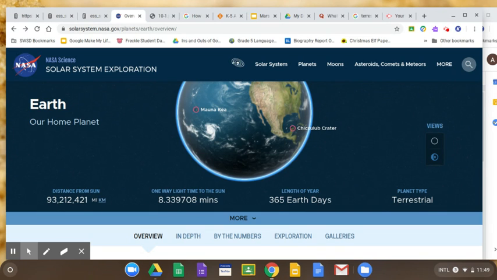If it says ice giant or gas giant, then those are mostly gas planets. Those are the ones that are farther out from the sun.